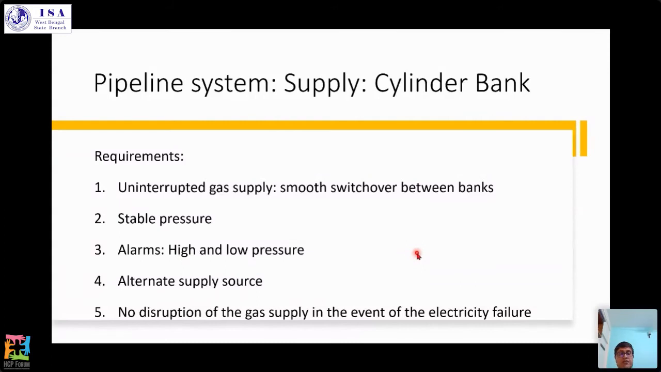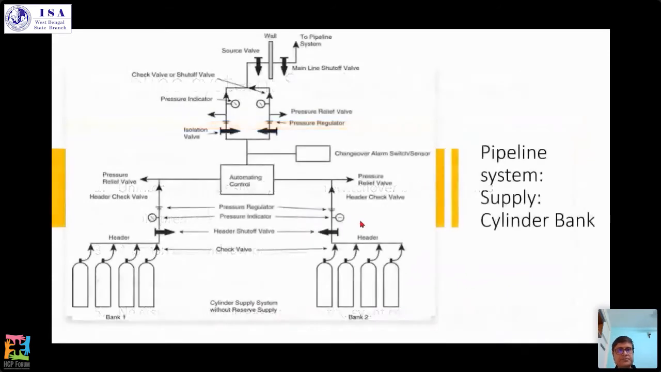We have to have alarms for both high and low pressure. We have to have an alternate supply source, if this thing fails. And there should be no disruption of gas supply even in the event of an electricity failure. So this switchover should be in such a way that once a switchover takes place, that switchover is maintained even when there is a disruption in the oxygen supply, or there has to be a manual override, which we'll be able to utilize in a scenario where there is a power failure, or we have to have backup power. The best solution would be to have all of these things.